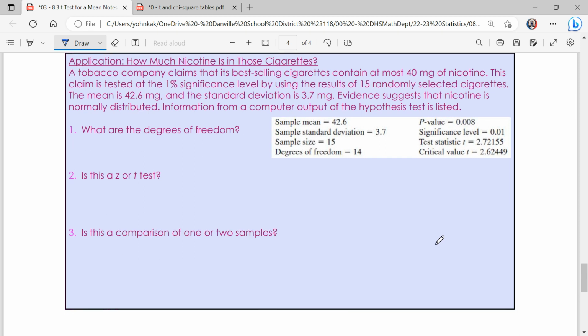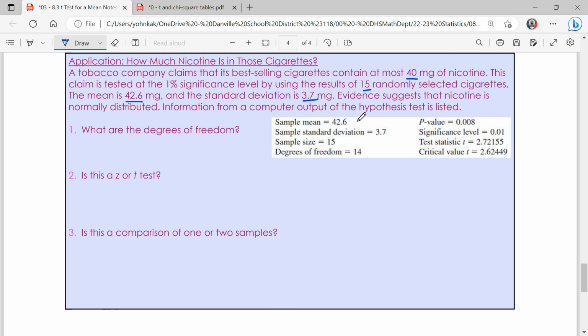All right, here is an application. How much nicotine is in those cigarettes? A tobacco company claims that its best-selling cigarettes contain at most 40 milligrams of nicotine. This claim is tested at the 1% significance level by using the results of 15 randomly selected cigarettes. The mean is 42.6 milligrams and the standard deviation is 3.7 milligrams. Evidence suggests that nicotine is normally distributed. Information from a computer output of the hypothesis test is listed.